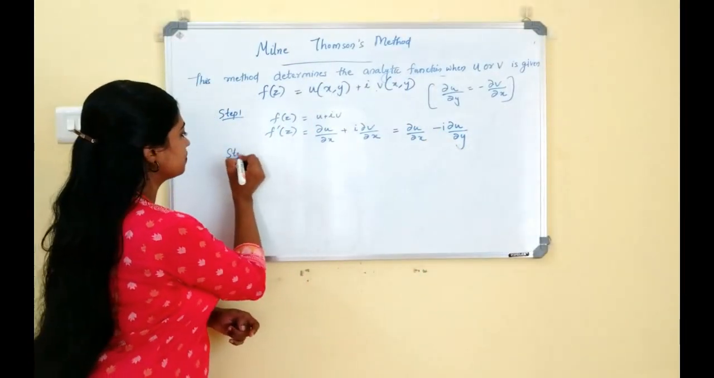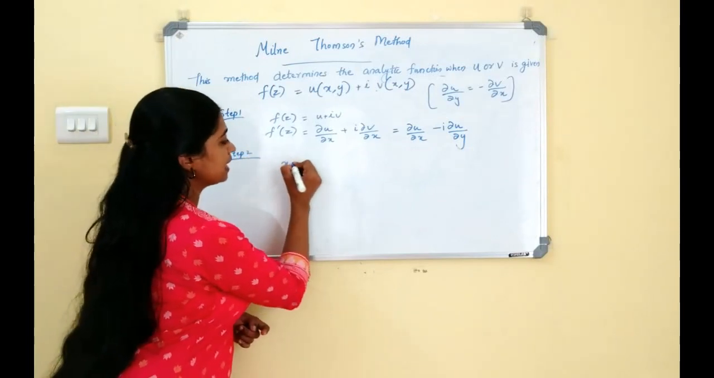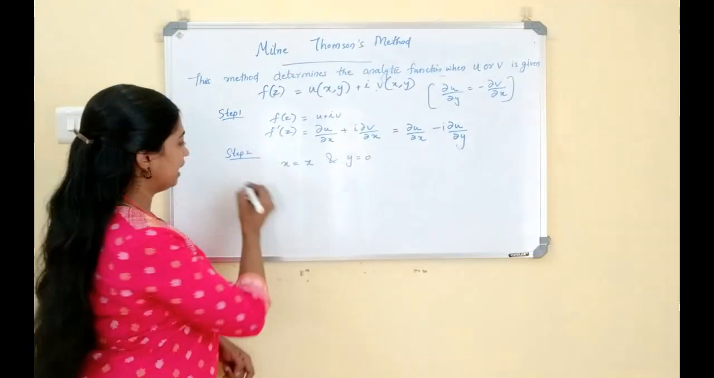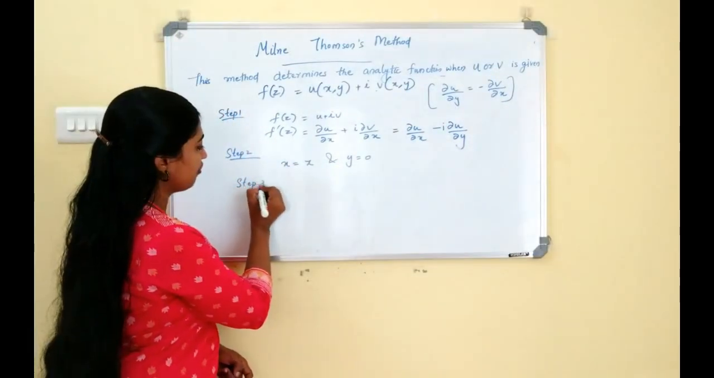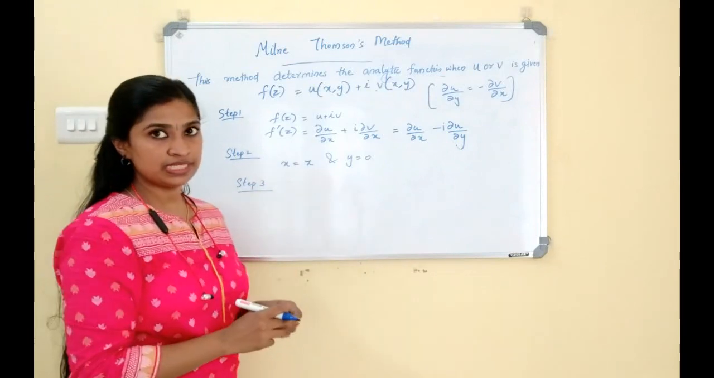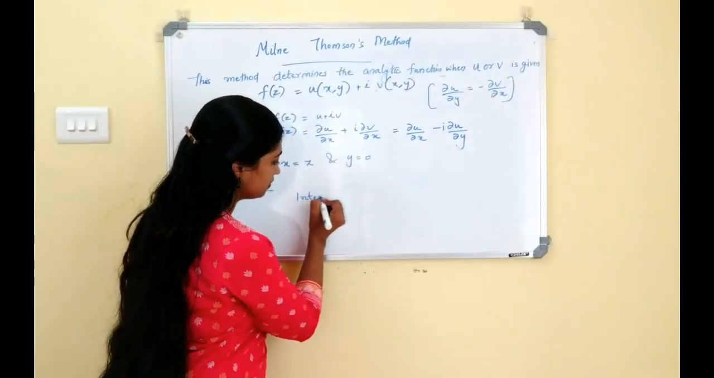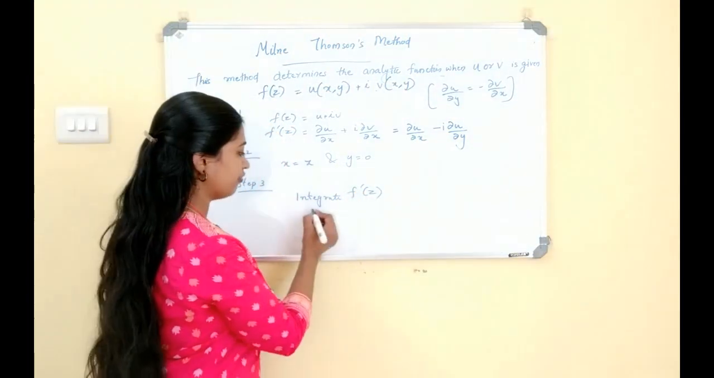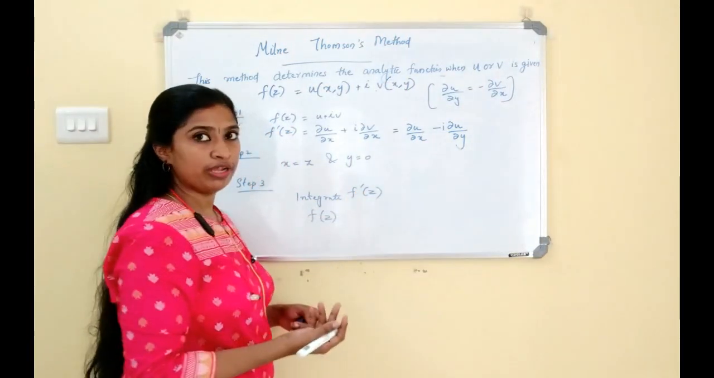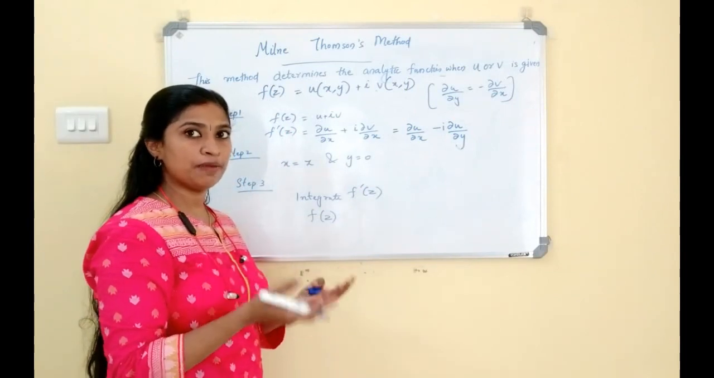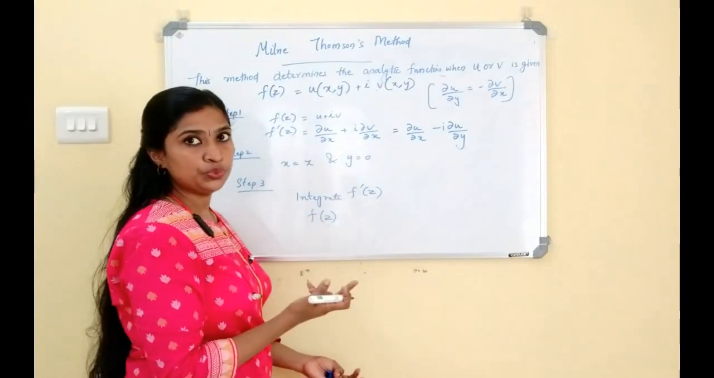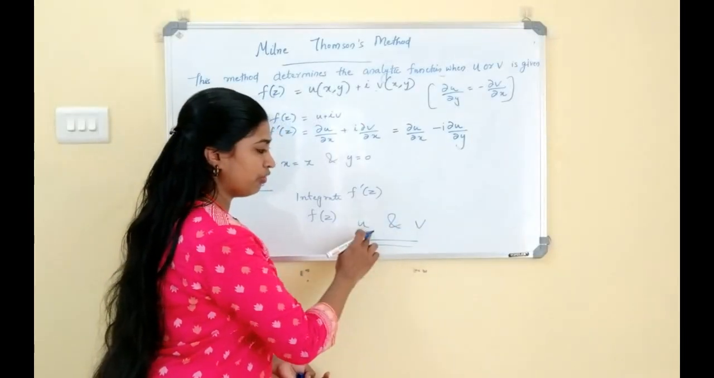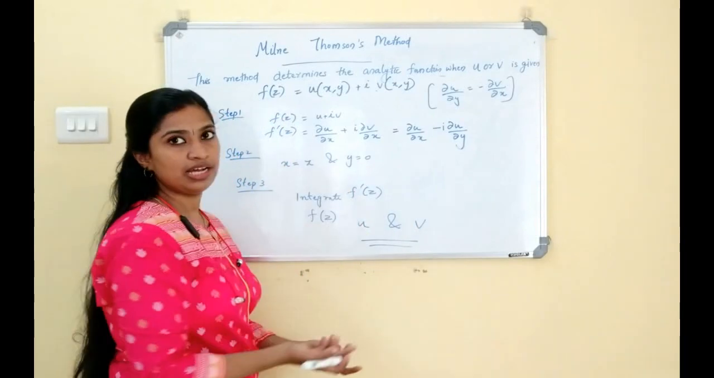Next step is replace x by z and y by 0. And the third step is, we have obtained a function only in terms of z. We have to integrate f dash of z. We will get f of z, and from there we can find either u or v. The real part of f of z gives u and the imaginary part gives v. So if one among them is given, we can find the other one.